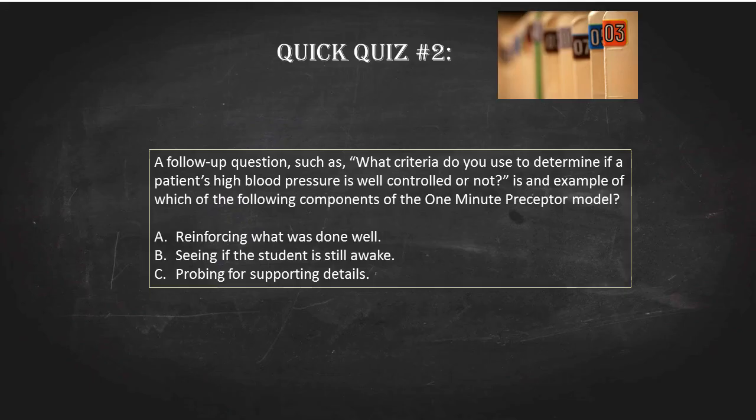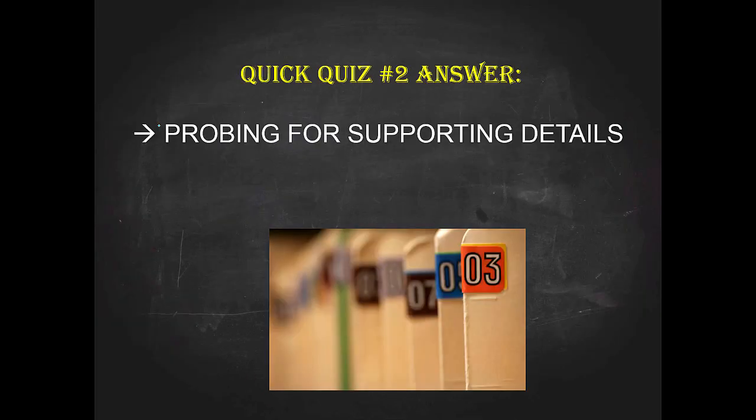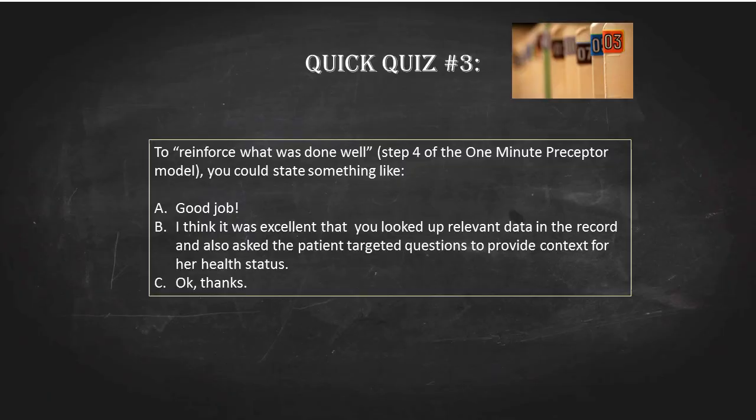A next question, such as, what criteria do you use to determine if a patient's blood pressure is well controlled or not, is an example of which of the following components of the 1-minute preceptor? The best answer, probing for supporting details, is number 2 on the 1-minute preceptor list.